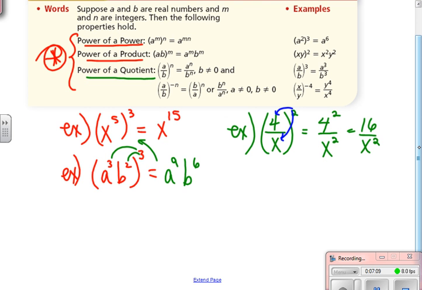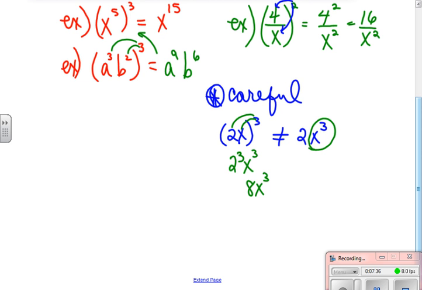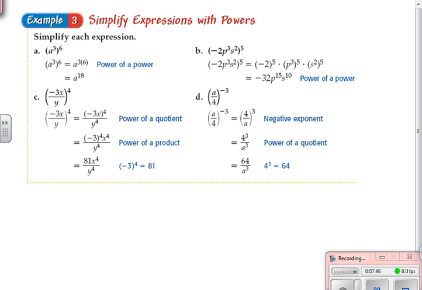Here's a big caution, or a big careful. Notice the difference between (2x) cubed and 2x cubed. In the first one, this gets distributed, so I have 2 cubed x cubed, which is 8x cubed. In this one, the cube is only on the x because there are no parentheses. So those parentheses are very crucial to clarifying what is being raised to powers and what is not.